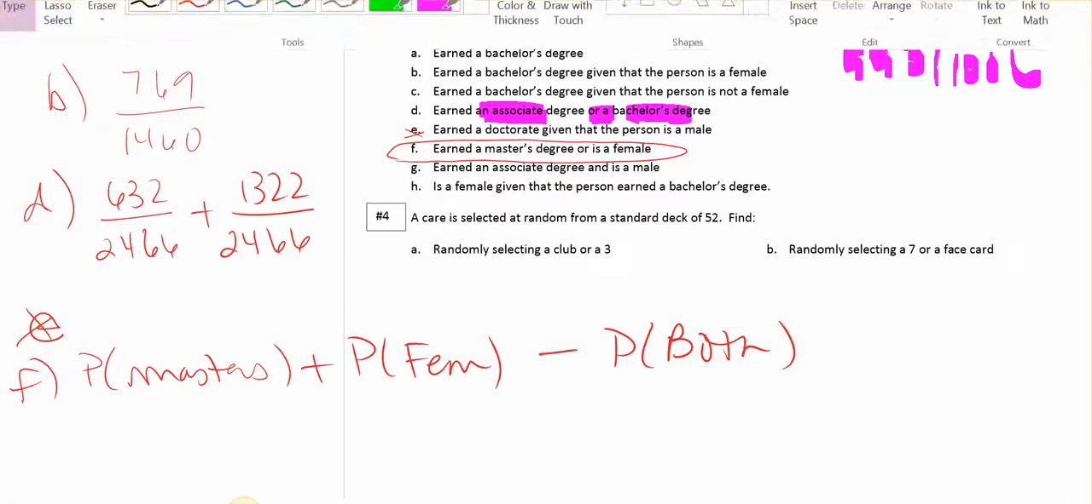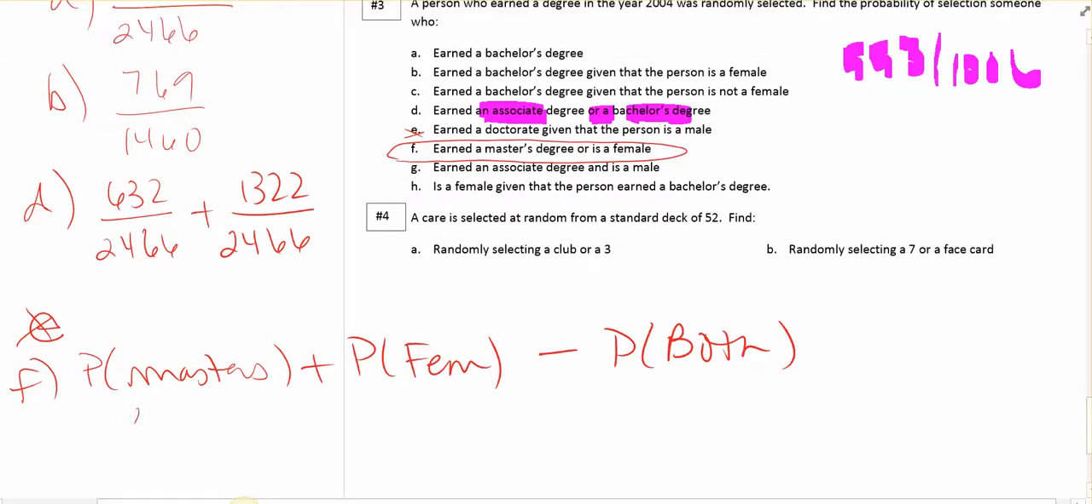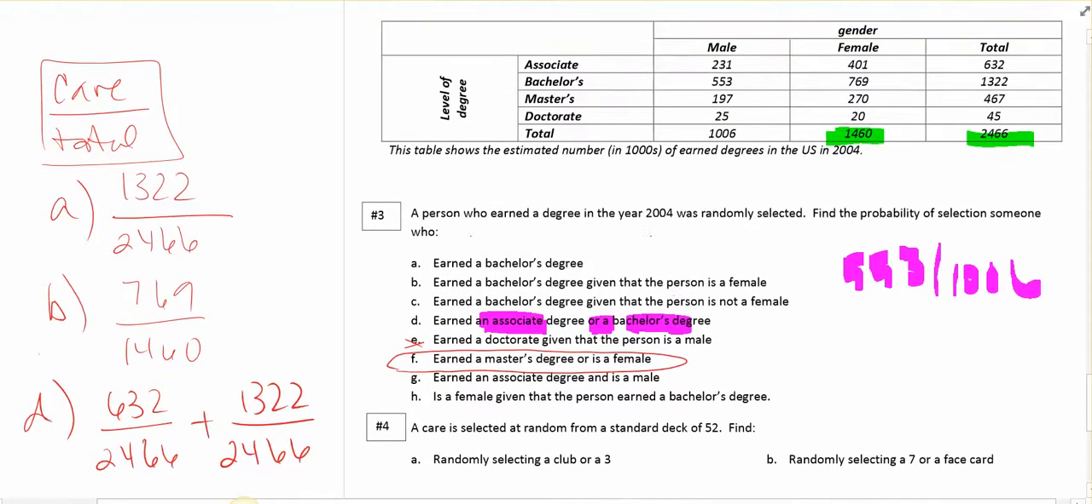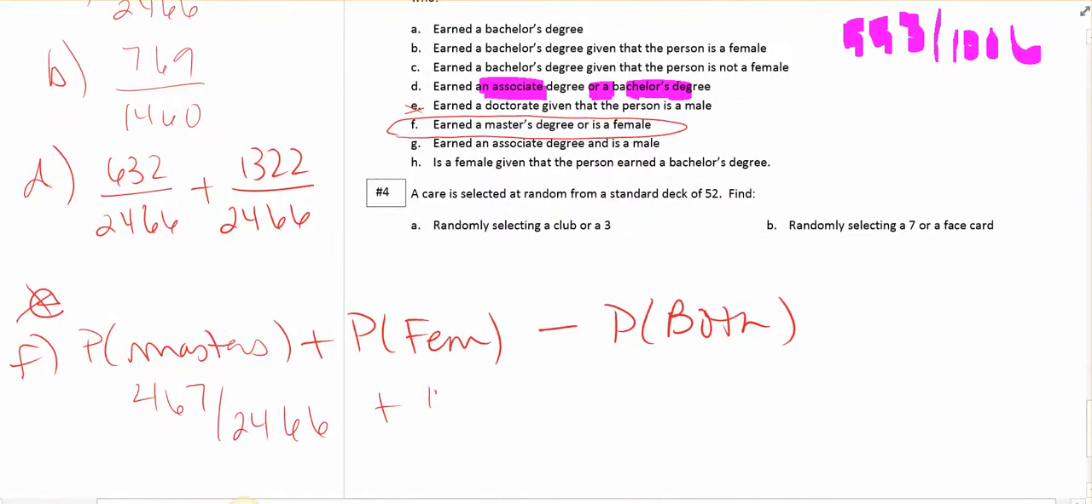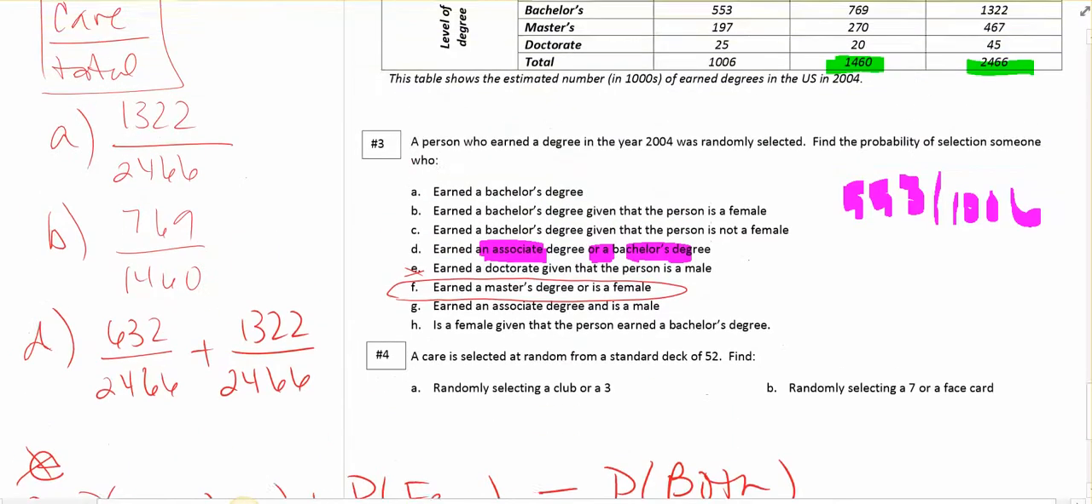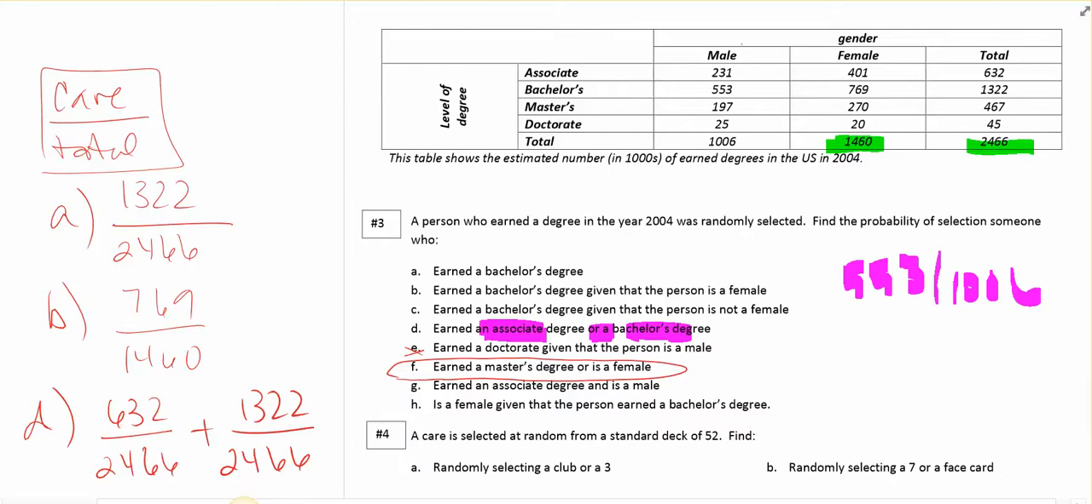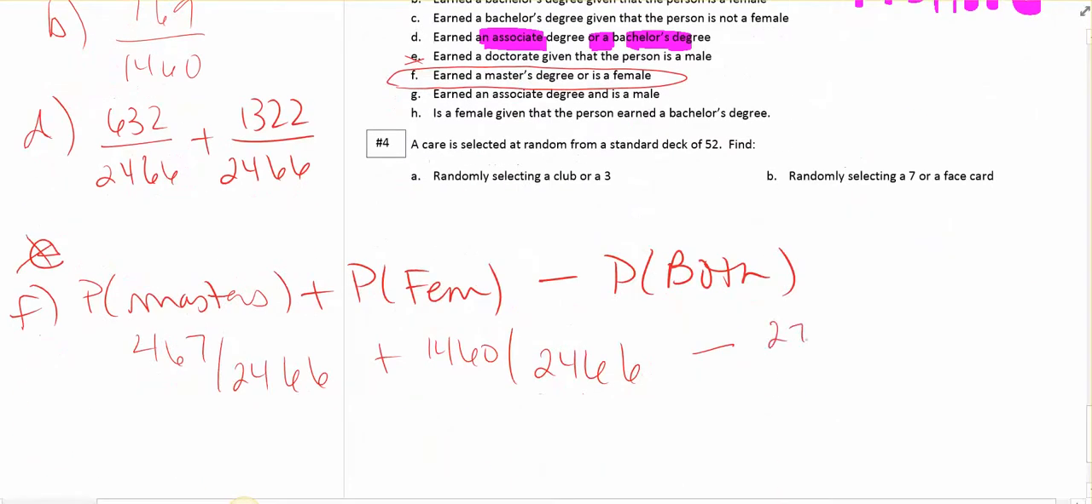So let's write that part down. I have the 467 out of the 2466. Now I'm going to add the 1460 out of the 2466. But anybody that got a master's that was a female got counted twice. Got counted in the master's piece and the female piece. So now I need to subtract out the both part. The both is right here. So that's 270 out of the 2466. And I think we've beaten that question to death. So I'm done with those examples.